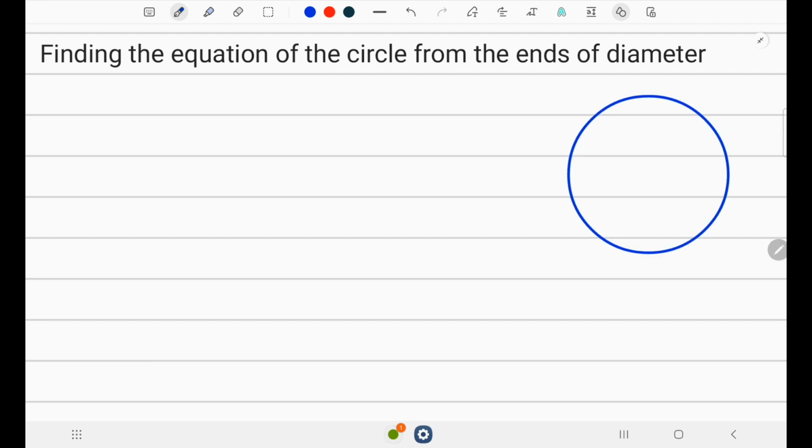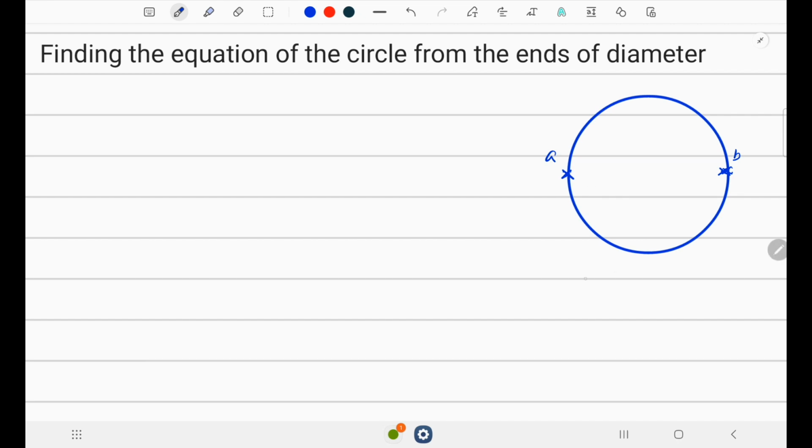If the circle is given, we need to find the equation. Suppose we have two endpoints. I know this point, I know this point. Assume that this is point A and this is point B. From these two points, we need to find the equation of the circle.